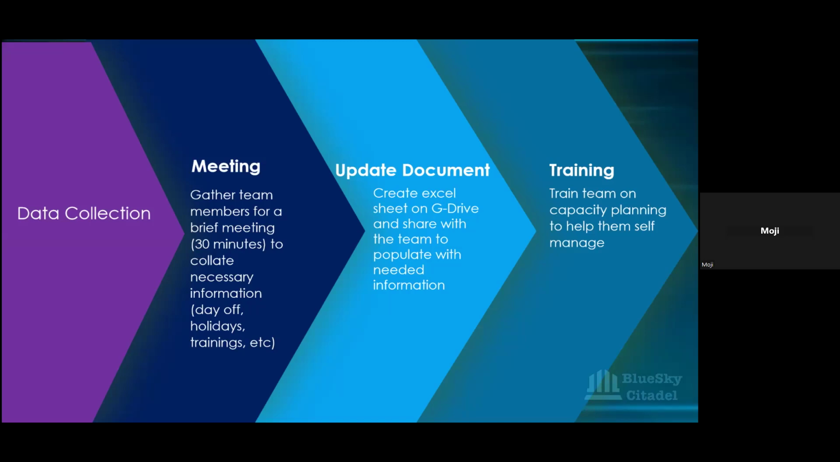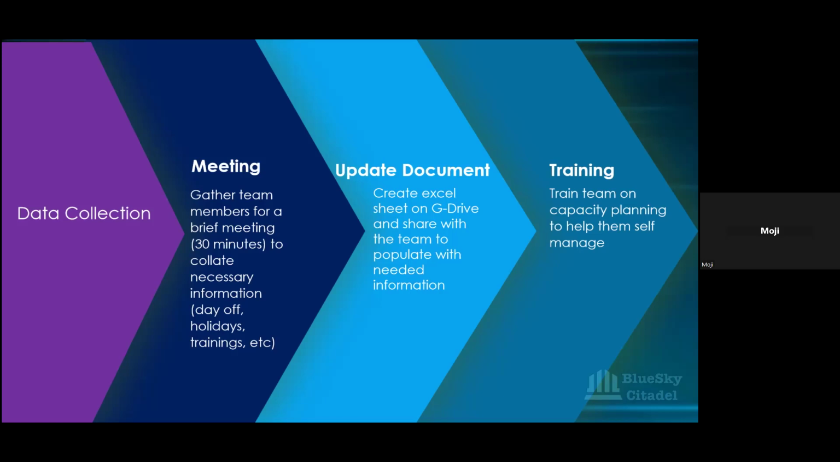Another thing, like I said, is you can train the team on capacity planning to help them self-manage. That's the one I was talking about, that when you give them the documents, they go in there and gray it out. You can send them a reminder to say, don't forget to update the capacity spreadsheet and everything.